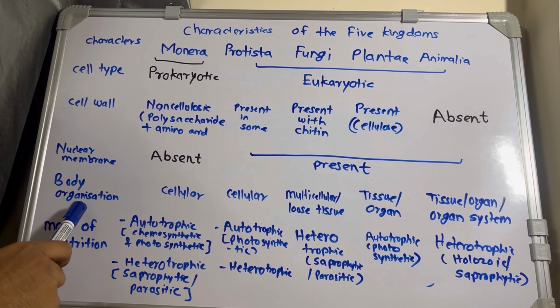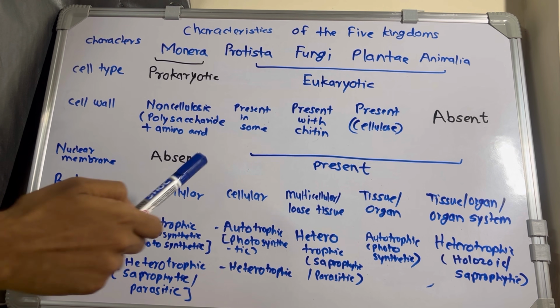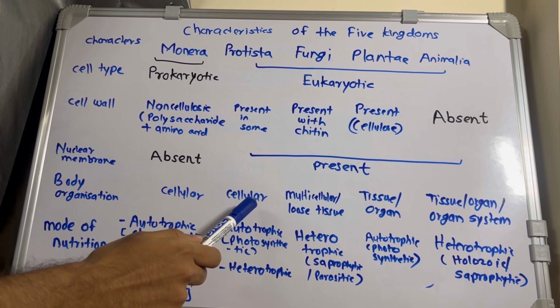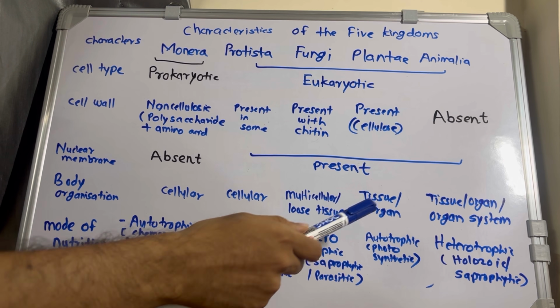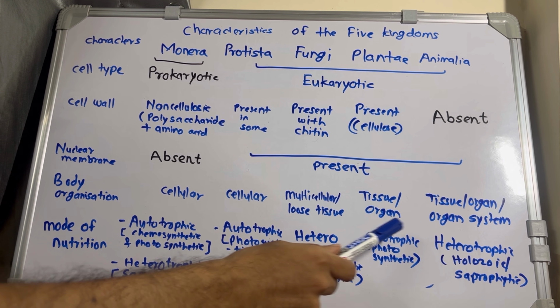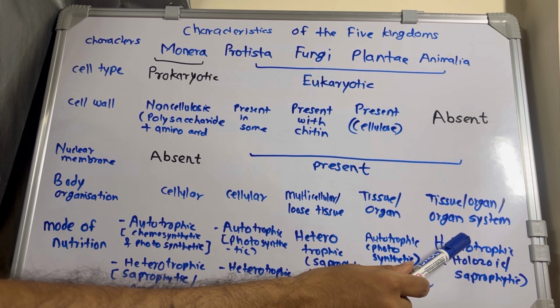Body organization. Body organization in Monera is cellular. In Protista it is also again cellular. In fungi it is multicellular or loose tissue. In Plantae, tissue and organ, and in Animalia, tissue, organ or organ system is there.